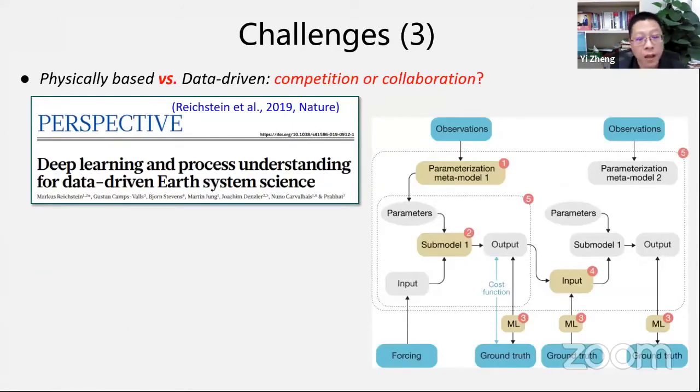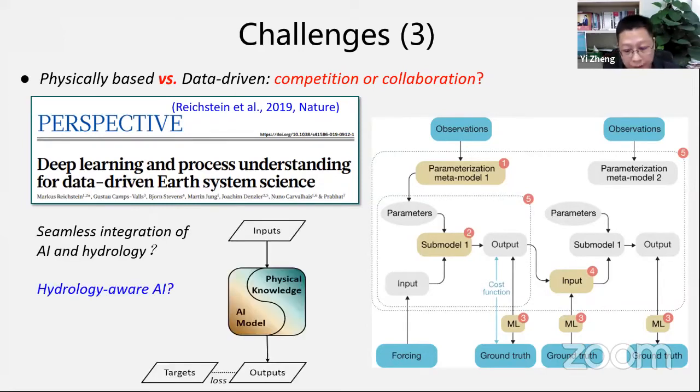Challenge 3. The competition between physically based and data-driven models has long been discussed, and the collaboration between these two model types remains a challenge. Last year, Nature published a perspective paper titled Deep Learning and Process Understanding for Data-Driven Earth System Science. This paper discussed several potential ways for the two model types to collaborate in the context of Earth system science. However, how to achieve a seamless integration of AI and physical knowledge remains an open question.